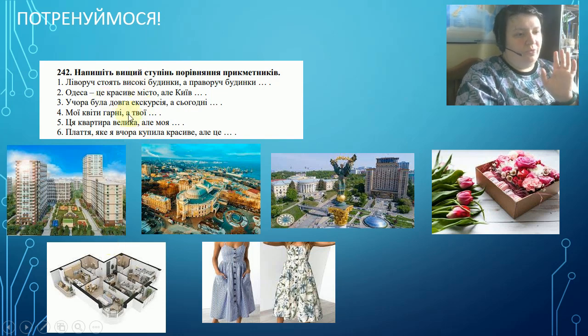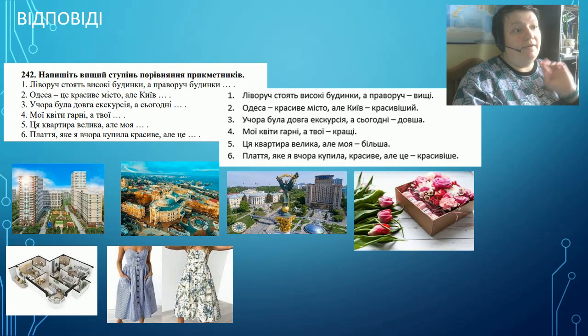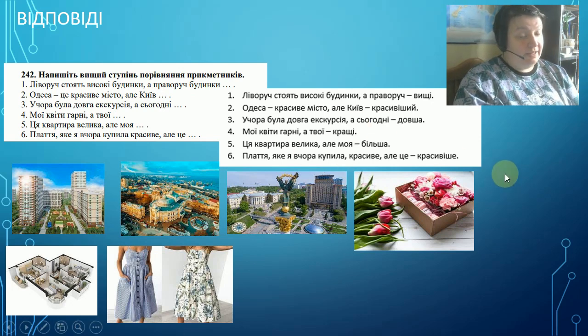So, to all these adjectives, just write your variant of comparison degree. And in the next slide, we will check. Відповіді. Answers. So, let's check. Ліворуч стоять високі будинки, а праворуч вищі. So, on the left there are high buildings, but on the right they are higher.